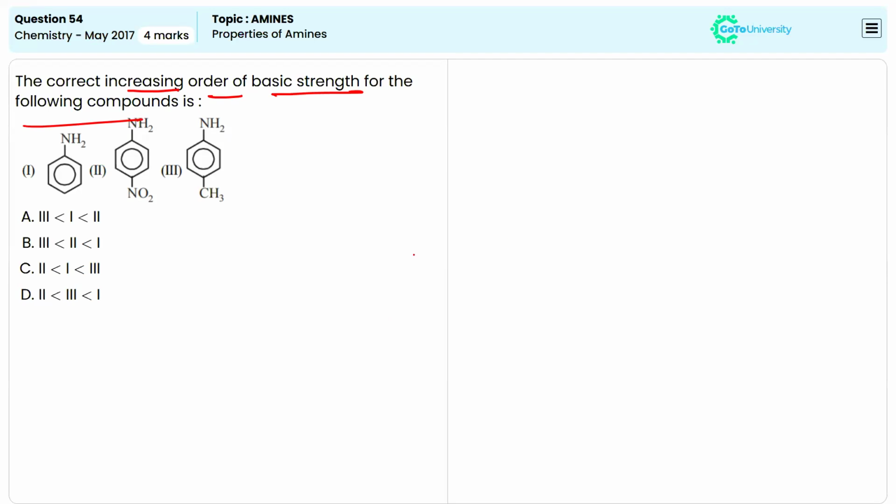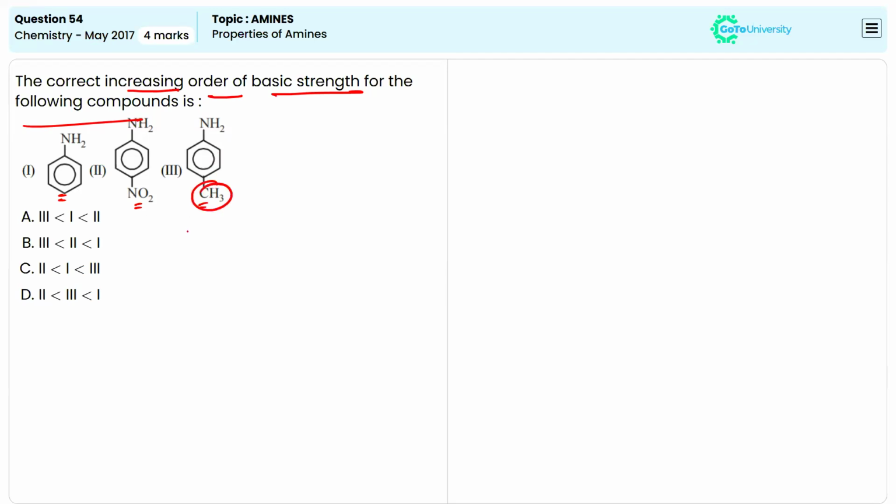So here we have three compounds. First is aniline, second one is paranitroaniline, and third one is paramethyl aniline, that is aminotoluene also we can say. Among these three compounds, which is more basic in nature? In order to write the basic strength we have to find out which one is giving the electron pairs easily. So in the third one we can see the CH3 group, right?